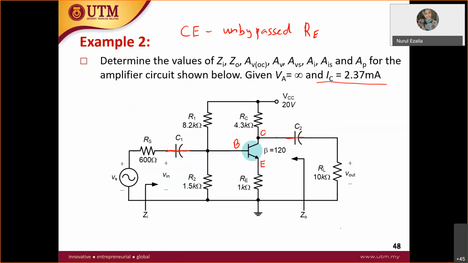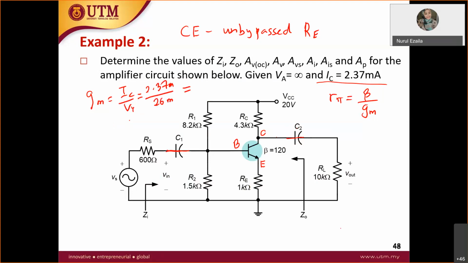So how do you calculate R pi? R pi is equal to beta over gm. Yes, beta over gm. So gm is equal to what? IC over VT. In here, you will get IC is 0.37 milli, and VT is a fixed value. How much? 26 milli.